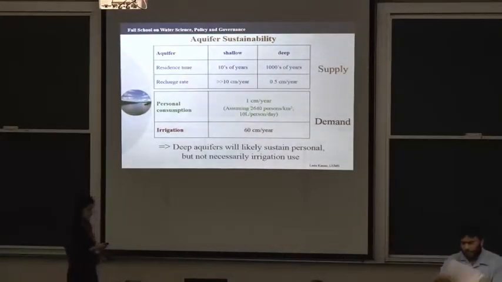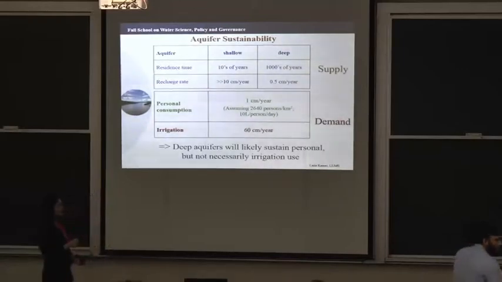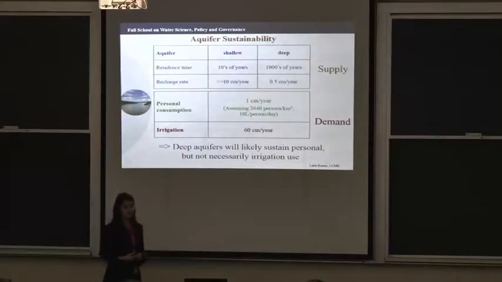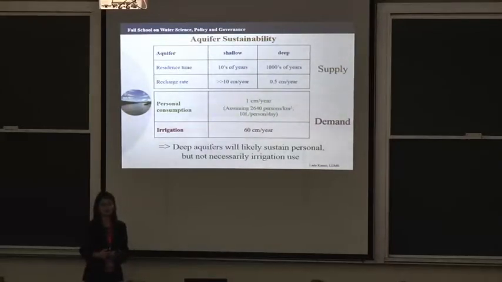If you were taking out, say, 1 centimeter a year, this is assuming that you take 10 liters per person a day and you have 3 people per square kilometer, you're basically taking out 1 centimeter a year. And say you take 60 centimeters for irrigation. What you will find is that maybe your shallow aquifers can sustain these uses, your deep aquifers cannot, because they are not getting recharged sufficiently. The extraction is 60 centimeters a year, but the recharge is only 0.5 centimeters.